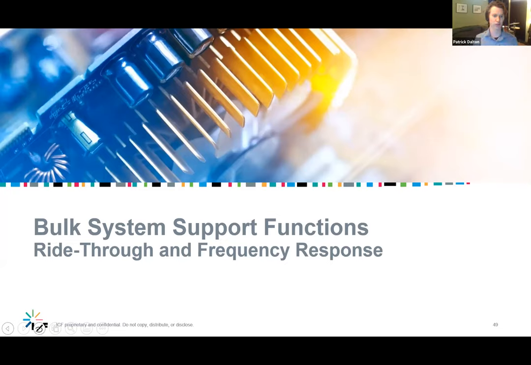So getting into ride through, low voltage ride through, high voltage ride through, frequency droop, some of the events on the bulk system recently that have motivated the need to include DER to support the bulk system, which is really a recent development.